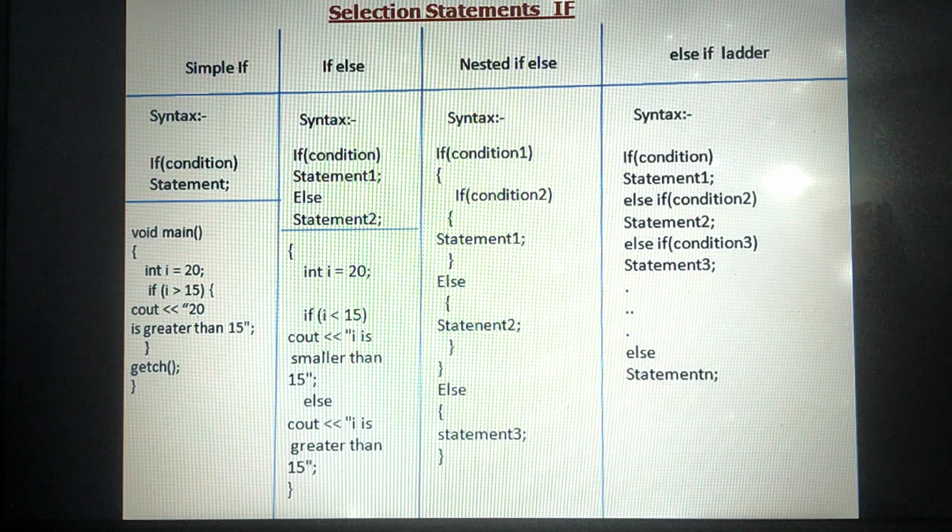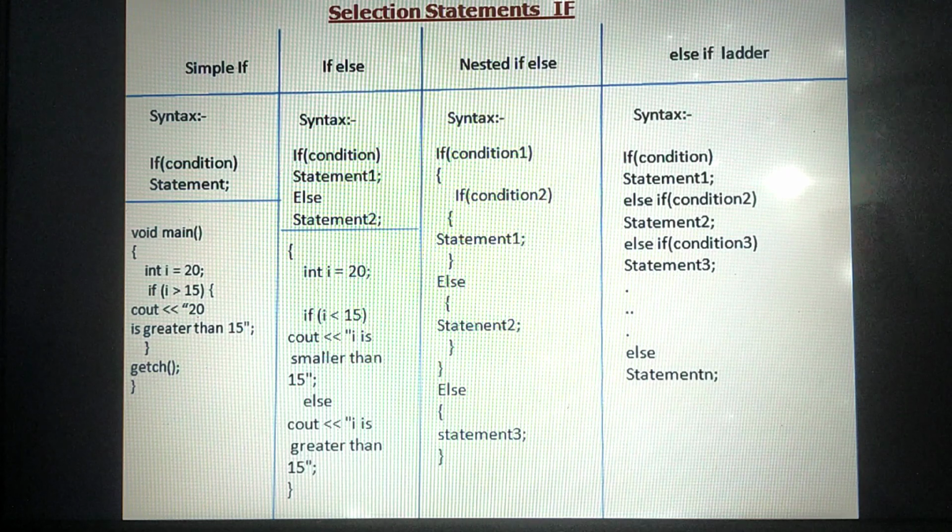The last one is the else if ladder. Till now, what are the three types of if else statements we discussed? Simple if, if else, nested if. They can handle true and false conditions, a maximum of two conditions. But sometimes we want to handle more than two conditions. At that time we can make use of the else if ladder. The else if ladder is a combination of if else statements.